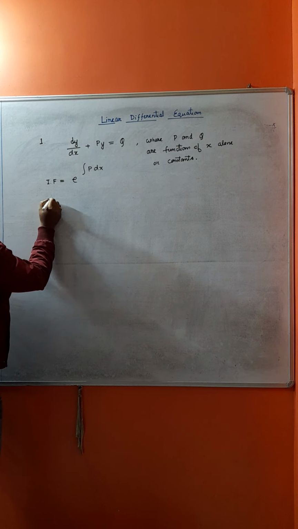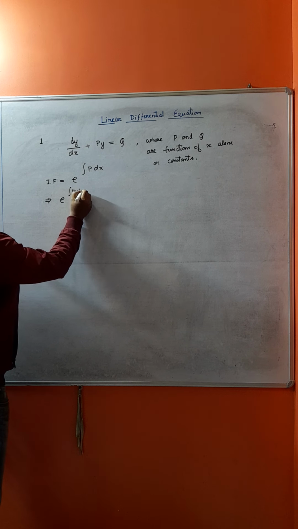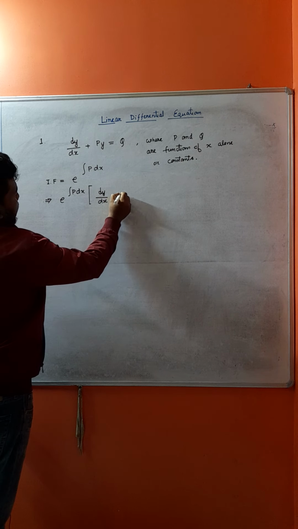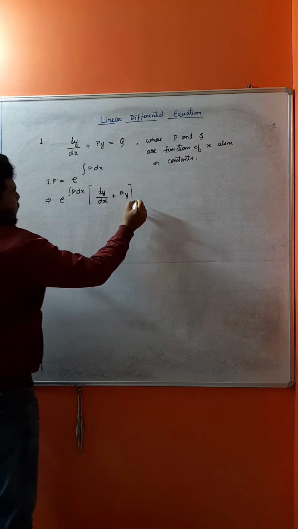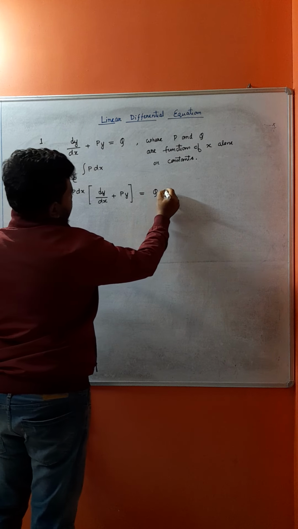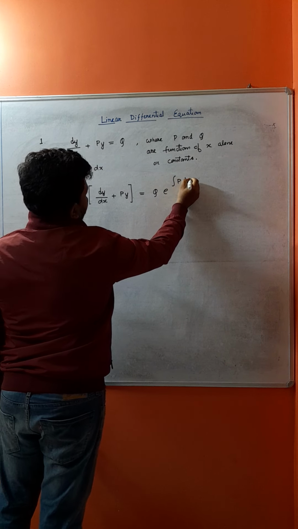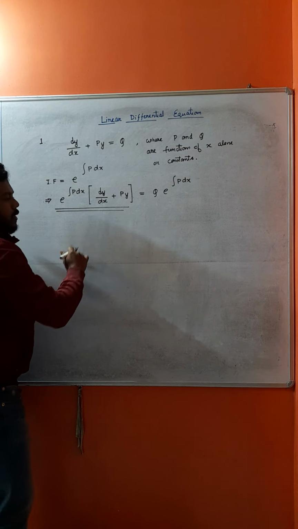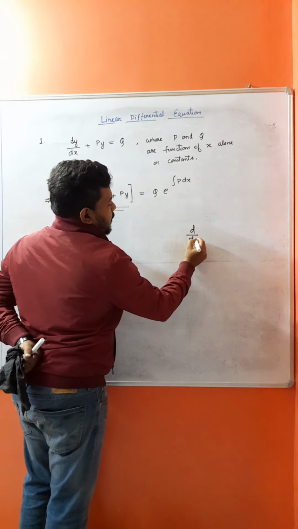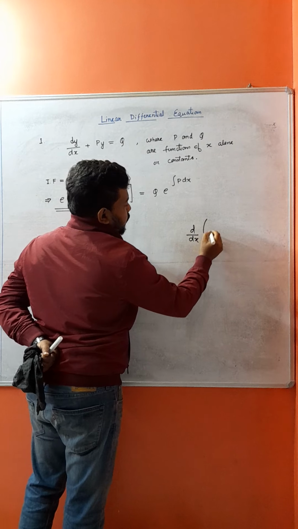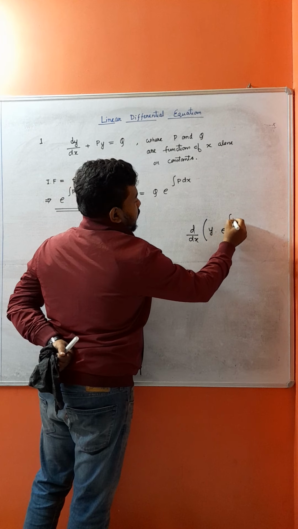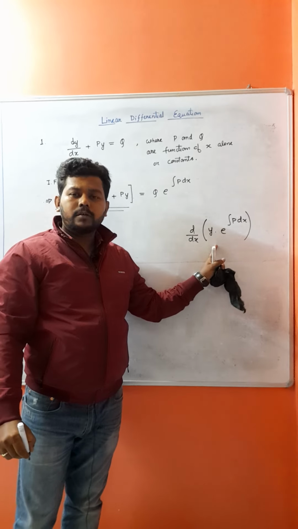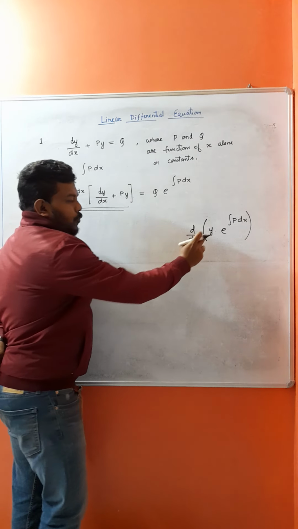We get e to the power integration of p dx into dy by dx plus py is equal to q into e to the power integration of p dx. Now, what is this? This is nothing but the derivative of y into e to the power integration of p. How? There are two functions, so using the product rule, we can say u into v form.